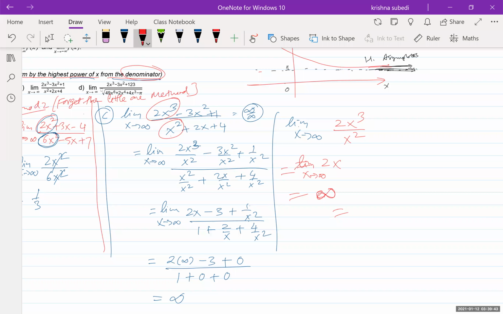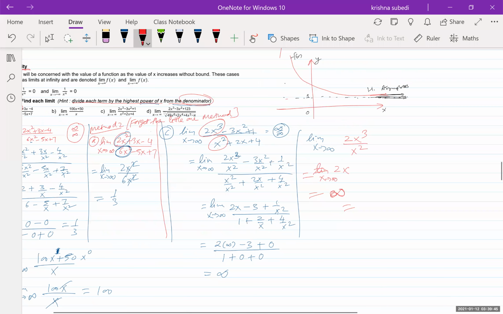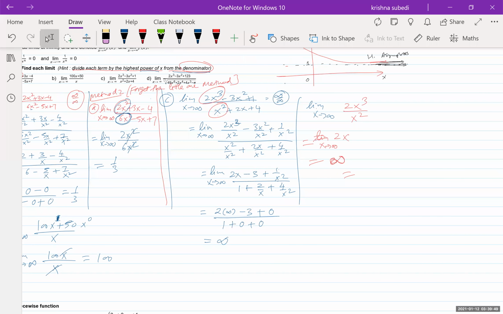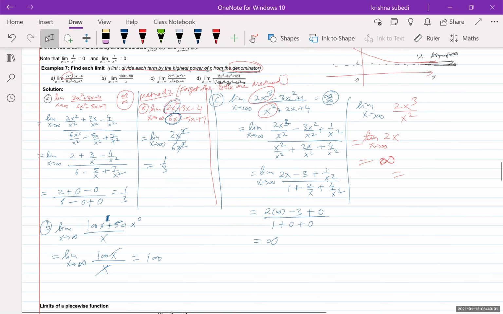So which method do you like, by the way? Second method. All right. So you choose whichever method you like. No issue there. And you may want to try the remaining part D yourself at home. If you need help, then there will be a solution.